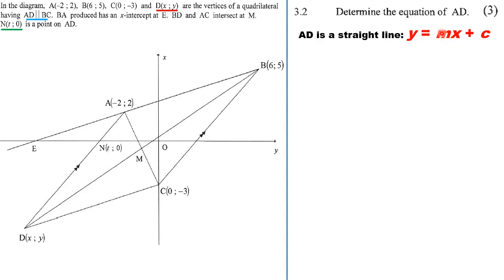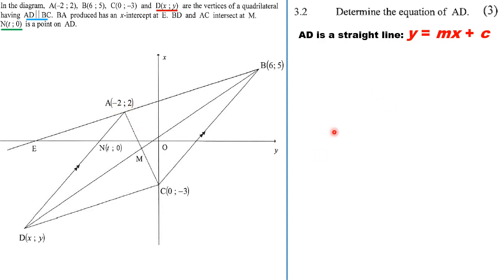It means we should get the gradient. The gradient of what? AD. At the same time, we need to know the c. C is your y-intercept. It's where the graph of AD will cut the y-axis. Then x and y is any point on the line. We already have that because on AD, we already have A. So our x is -2 and our y is 2.